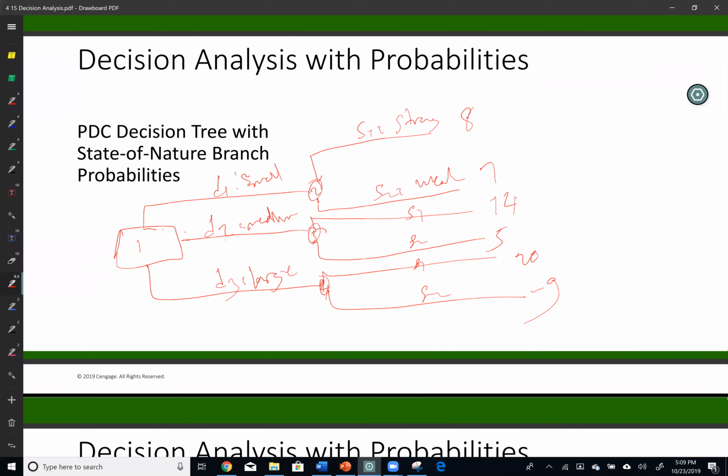So how would I do that? So imagine that these probabilities are given to me as well. So the probability here, let's say, is probability of S1, strong demand, is 80%. And probability of weak demand is S2, 20%. So based on these numbers, I can calculate the expected value for each node.